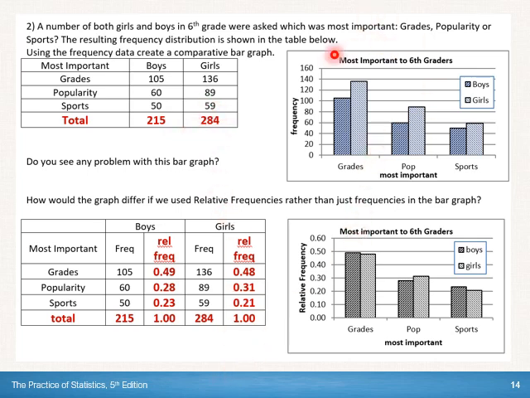So if we create a graph like we did here, but use frequency, then there's kind of a weird thing happening. It seems like girls think that grades are more important, popularity is more important, and sports are more important. This seems weird. How can they feel like all three of these things are more important? And it really isn't. The problem is there are just more girls in the survey. So of course, if we use frequency, those bars are going to be higher.